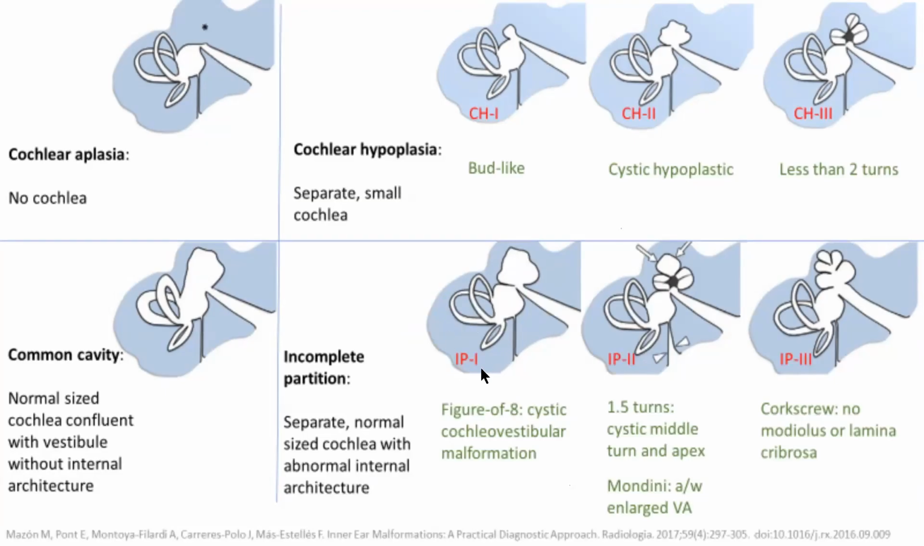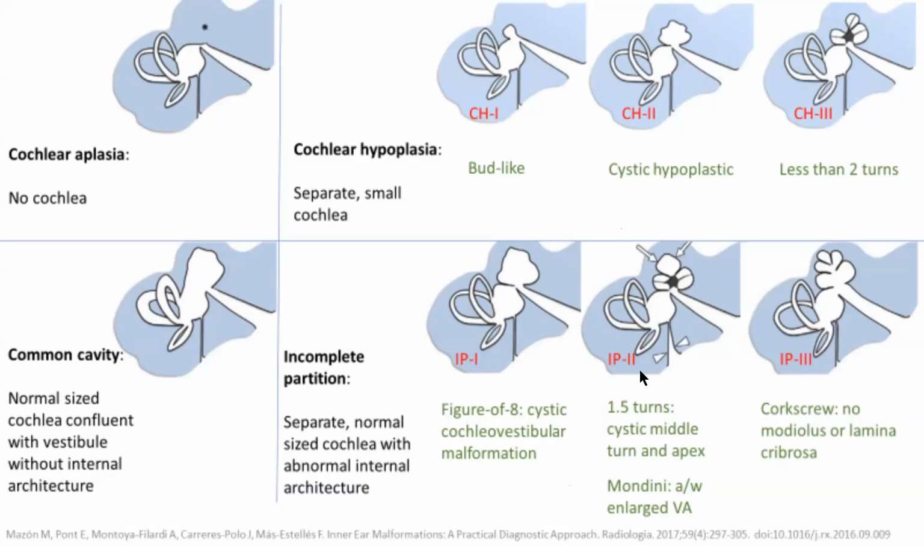The IP1, incomplete partition type 1, has been described as a figure of 8 appearance on CT, where it is also called cystic cochleovestibular malformation. You have a cochlea, you have a vestibule, there is a separation between the two, but both of these are cystic appearing, meaning there's no internal architecture of the modiolus and the interscalar septae. And so it just looks like one big cavity for the cochlea.